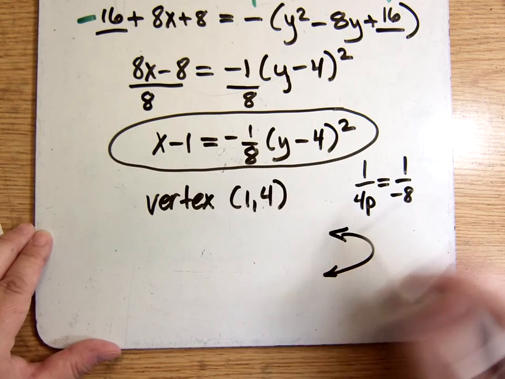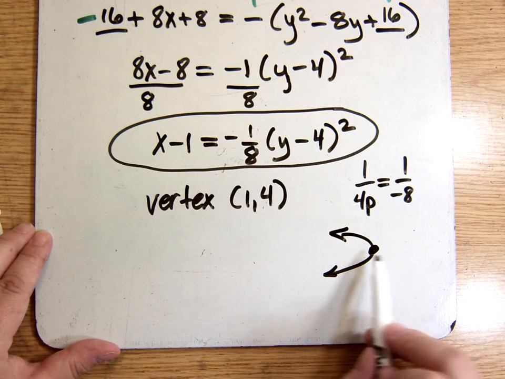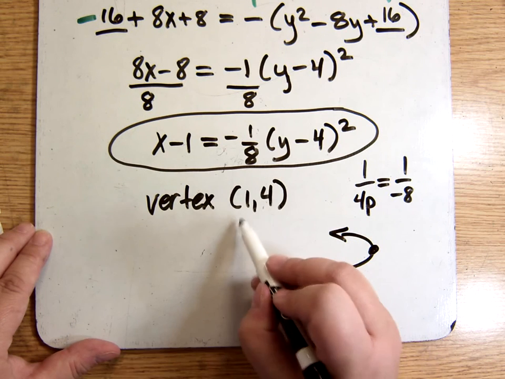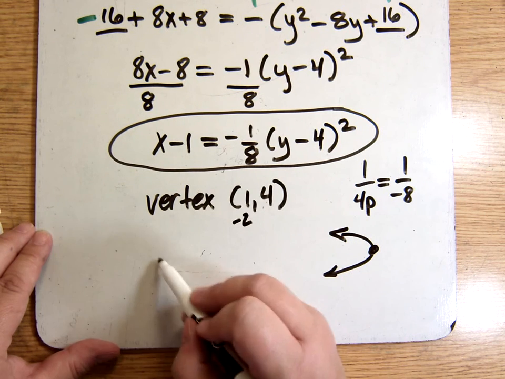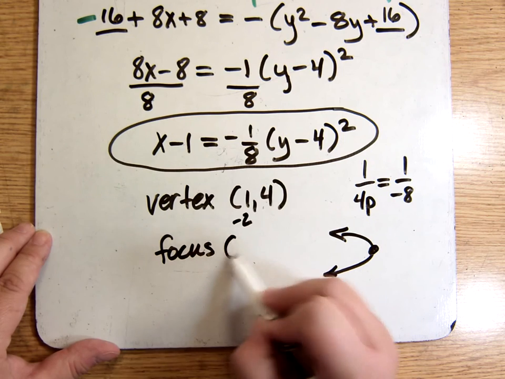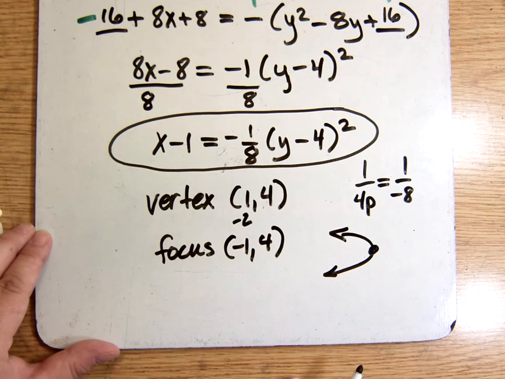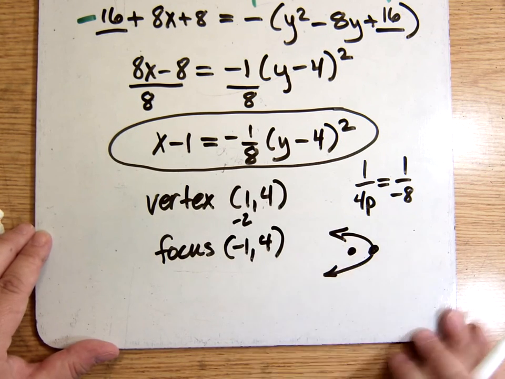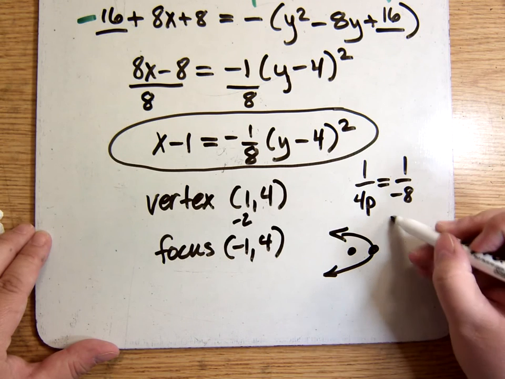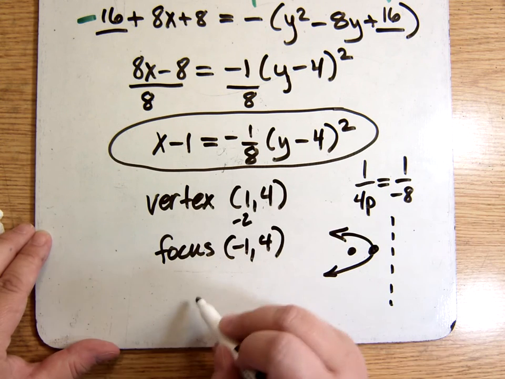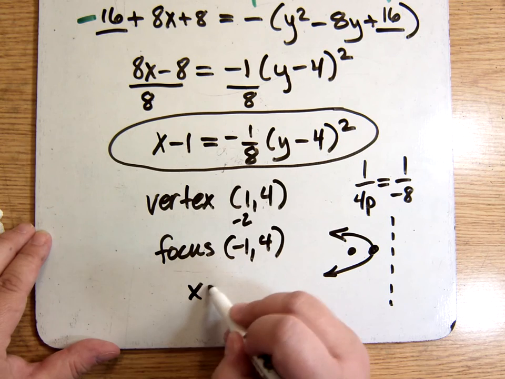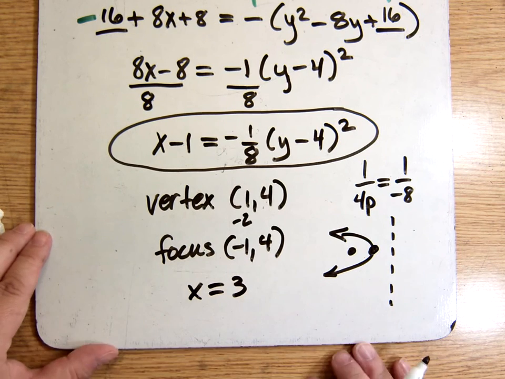You have your vertex. P is negative 2 means my x value is going to go down by 2. So here's my focus. Okay. So go the opposite way to get to the directrix, and that would be adding 2. So the directrix is at x equals 3. And that's my info.